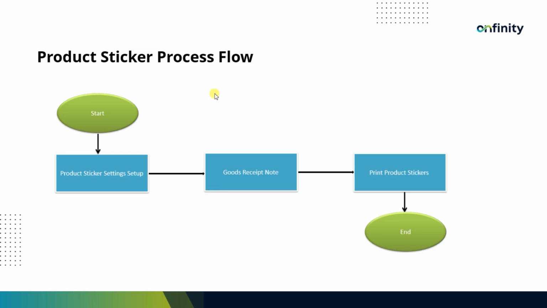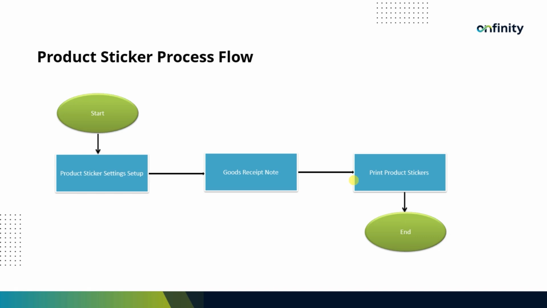Now here we have the product sticker process flowchart. It begins with setting up the product sticker settings, followed by a Goods Receipt Note, and ends with printing the product stickers. This flow ensures that every product is labeled correctly and consistently. This is all about the product sticker concept for now. We have covered its purpose, use cases, and the complete process flow from setup to printing.